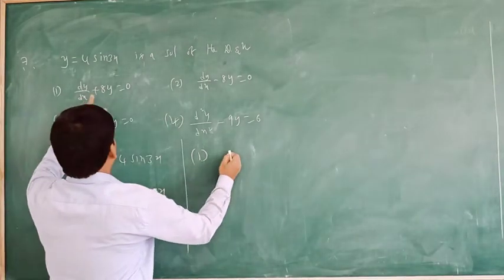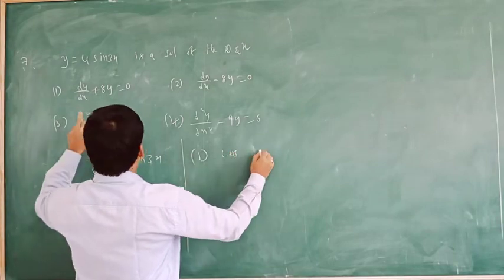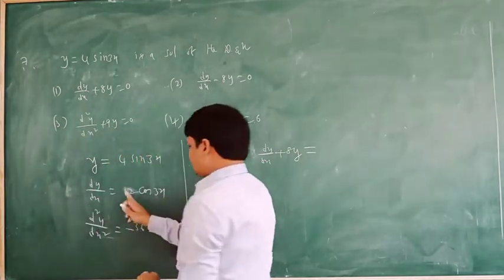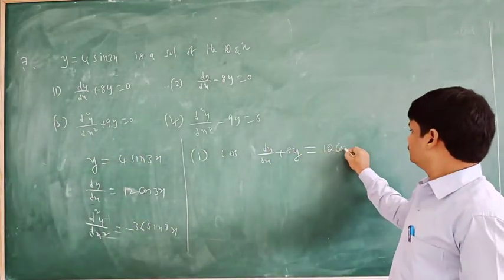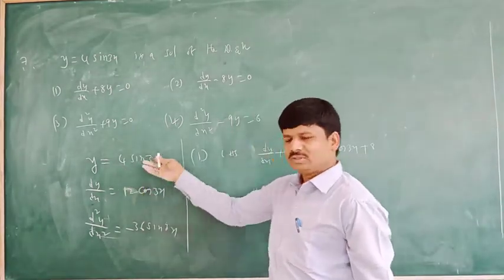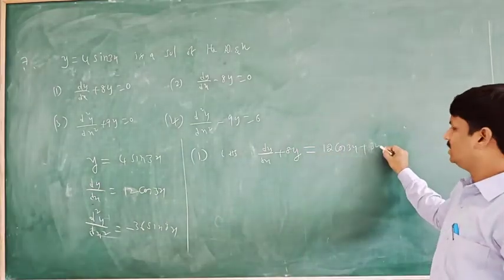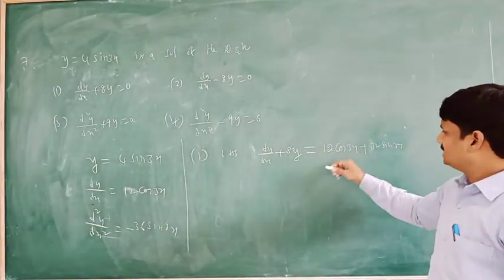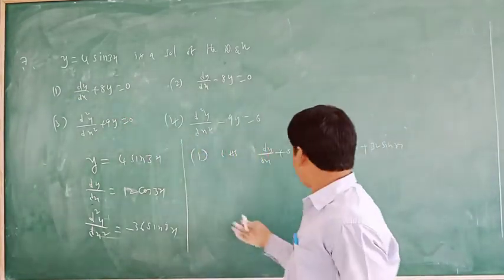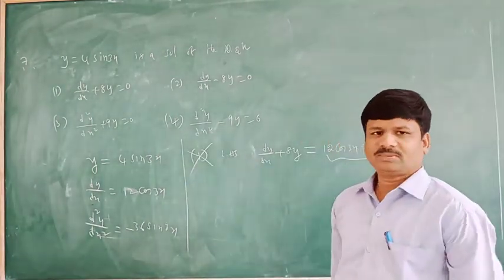Take dy by dx plus 8y equal to 0. Take the LHS: dy by dx plus 8y. What is dy by dx? You got 12 cos 3x plus 8 into y, which is 8 into 4, 32 sin 3x. So it is not equal to 0. The left side value should be equal to the right side value, and the right side value is 0, which is not possible. So the first option is wrong.